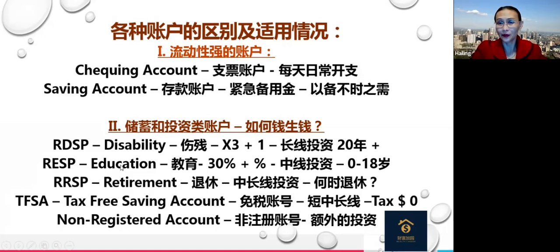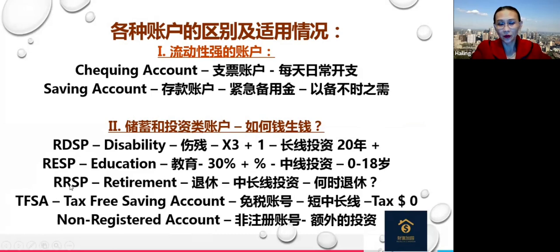RESP, for the family with young kids, will be able to say, well, you will have 30% from the government in Quebec, and also you will have the capital gain when you invest for the long run. And then when the kids go to school, you will have a good lump sum of money to pay for their education.